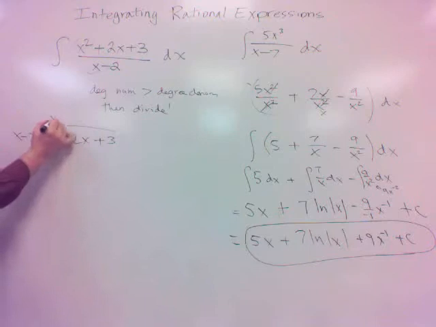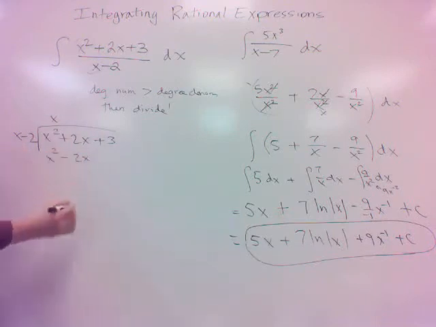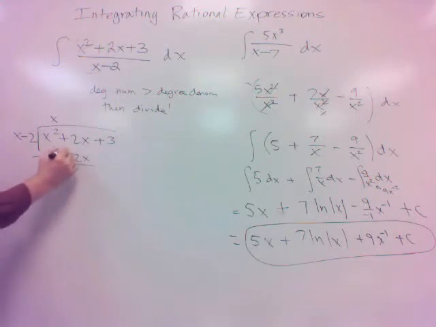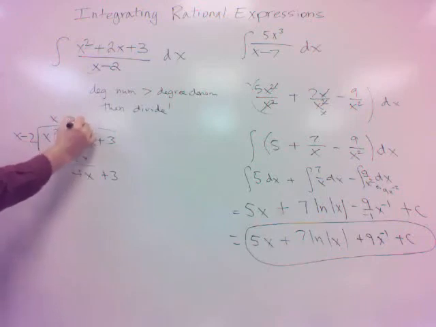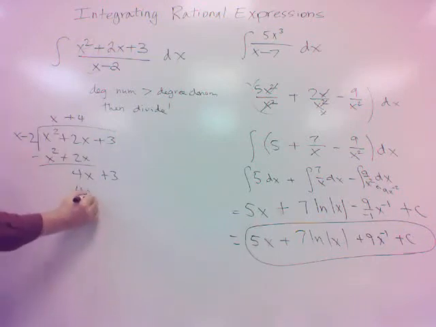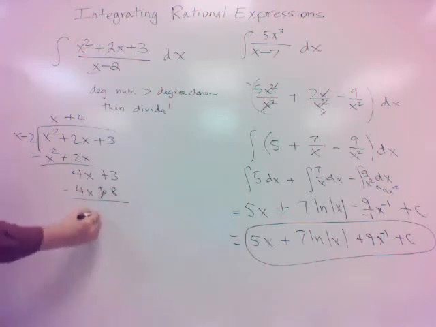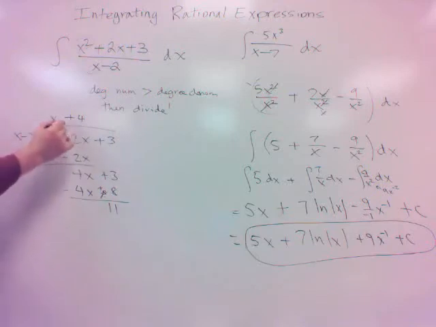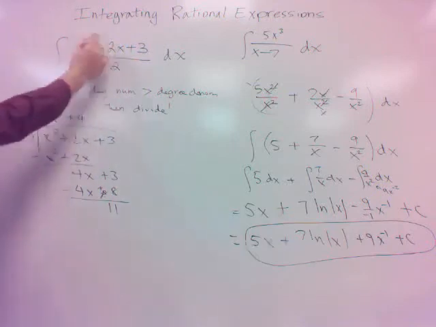X squared divided by x is x. X times x minus 2 is x squared minus 2x. Change the signs, so it's 4x. Bring down the next, plus 3. 4x divided by x is 4. 4 times x minus 2 is 4x minus 8. Change the signs. I get 11 remainder.